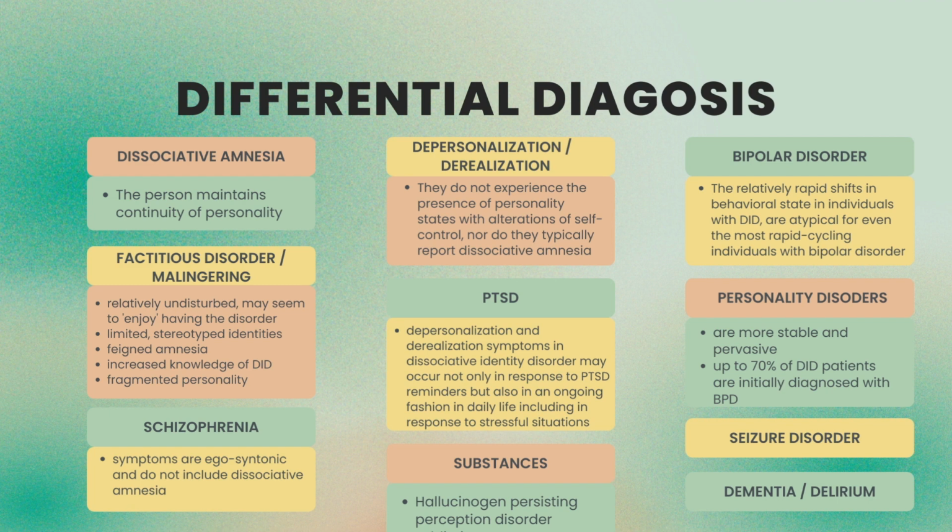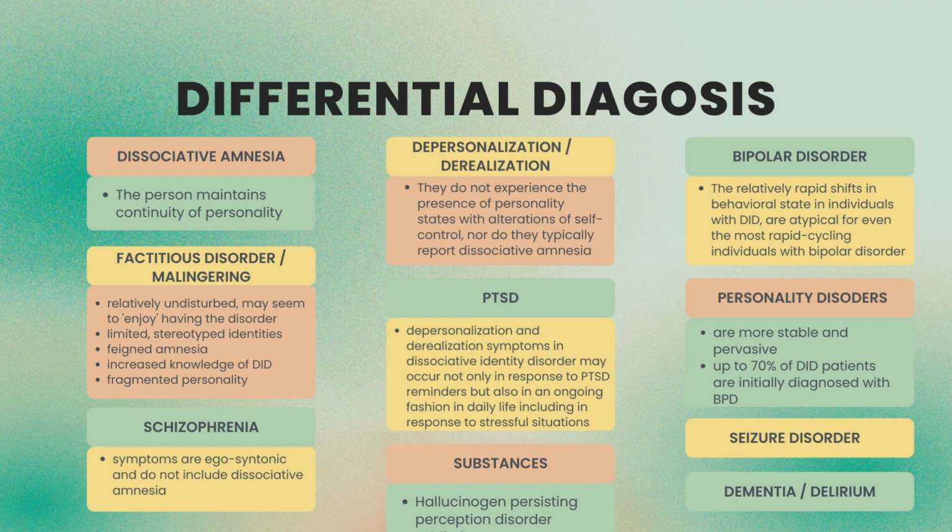An interesting fact in terms of schizophrenia spectrum disorders: the symptoms in schizophrenia are egosyntonic. So if a person is having hallucinations in schizophrenia, the way they're experiencing the world makes sense to them, and they don't understand why you don't see it the same way they do. Whereas in dissociative identity disorder, the reality testing is intact. They recognize that what they're experiencing is not reality as it is. And in schizophrenia spectrum disorders, there's often not that dissociative amnesia.